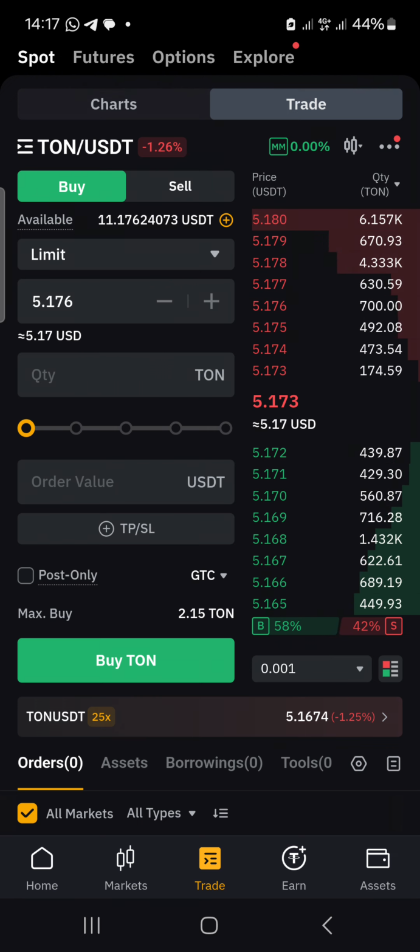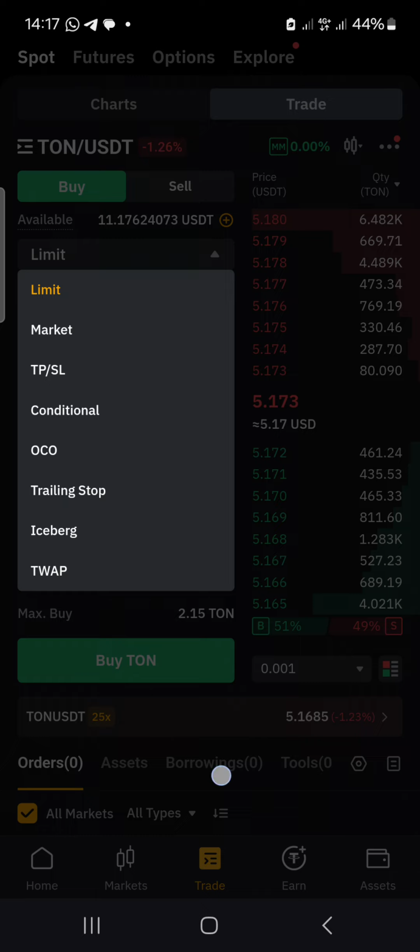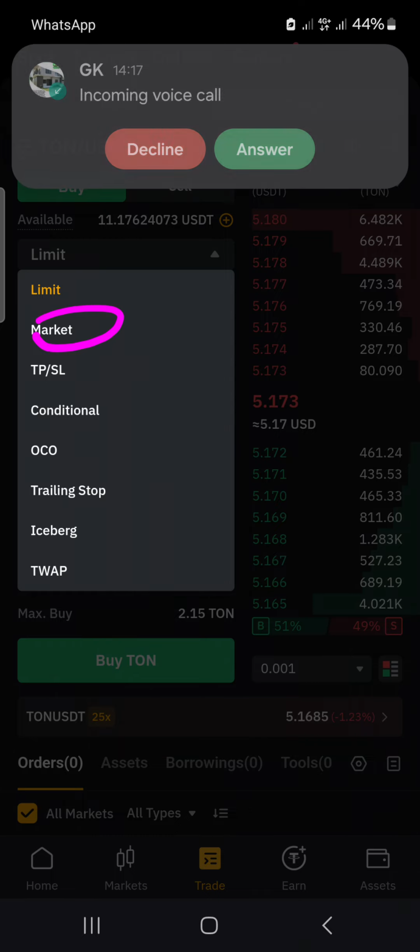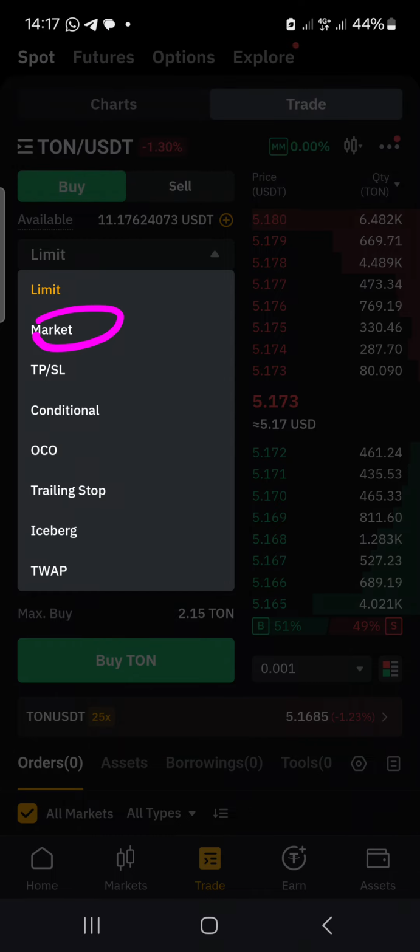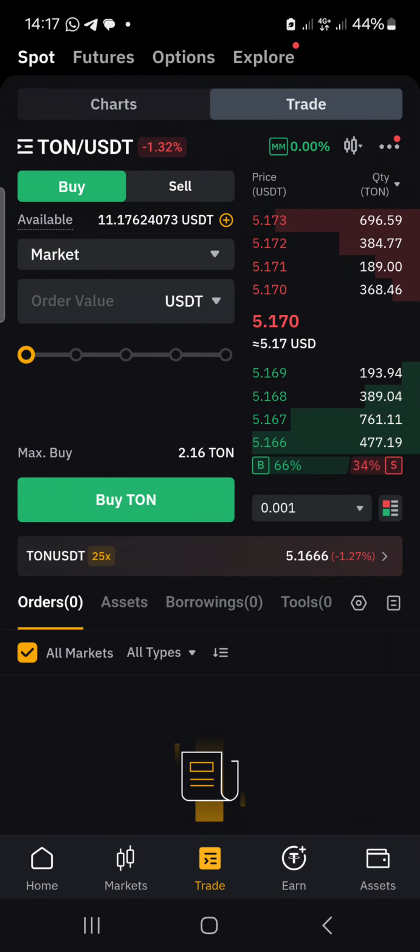How do we do that? We click on this small arrow here. When you click on it, it brings you different options. So you click on market. When you click on market, it's going to bring you up to this.